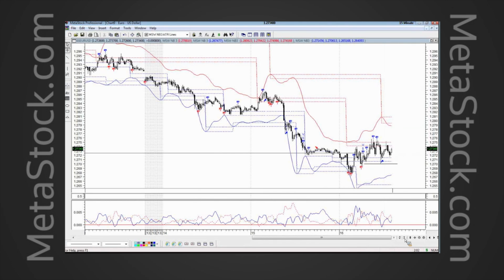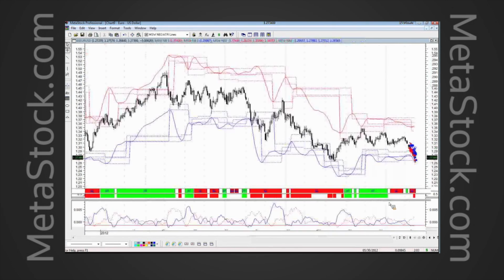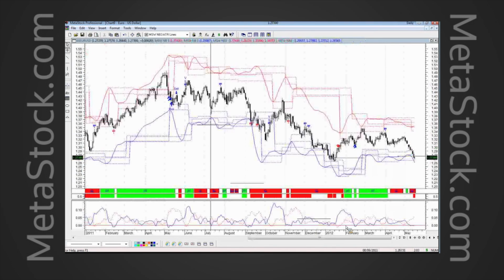That's just another time frame of US dollar, euro. We can even switch to a daily time frame. And you can see that these support resistance areas work just as well, and trend following as well.